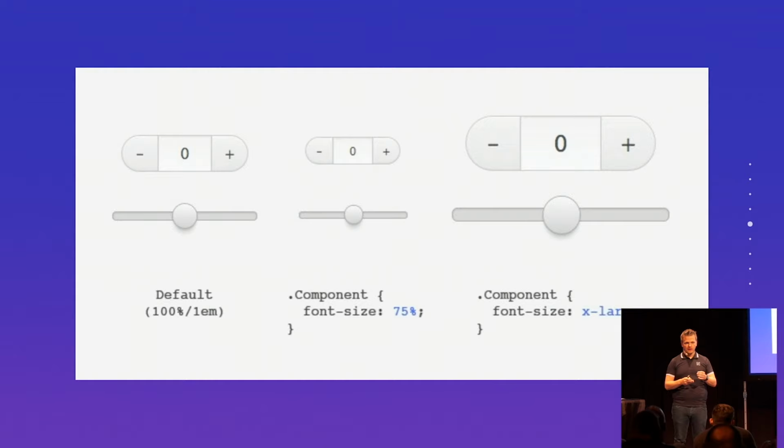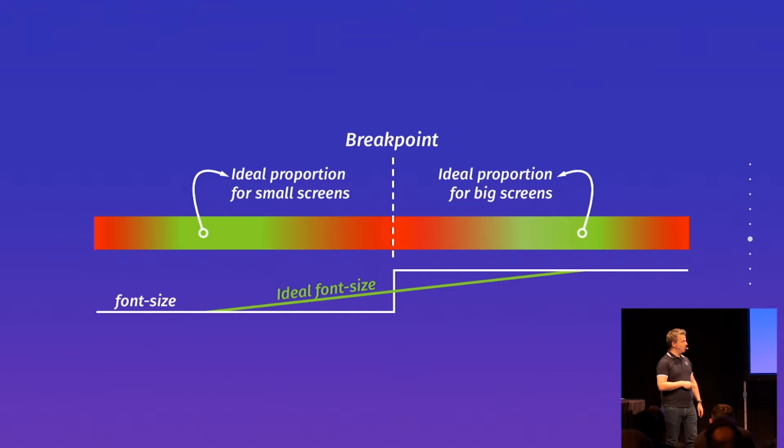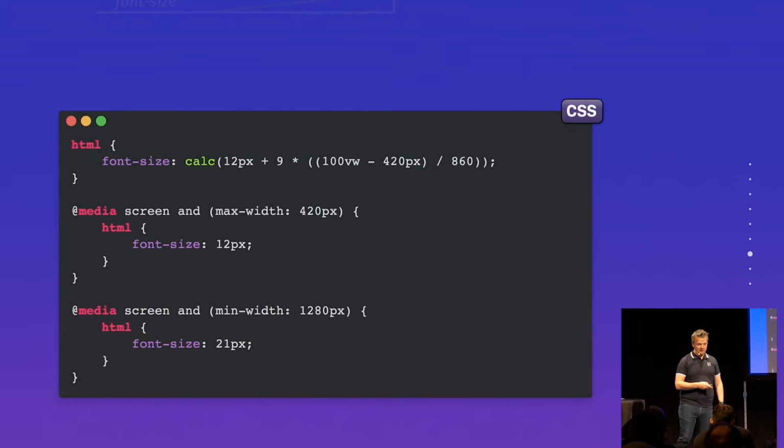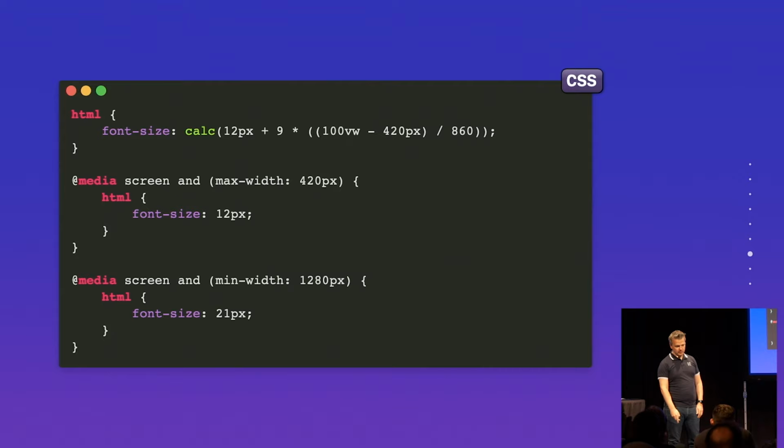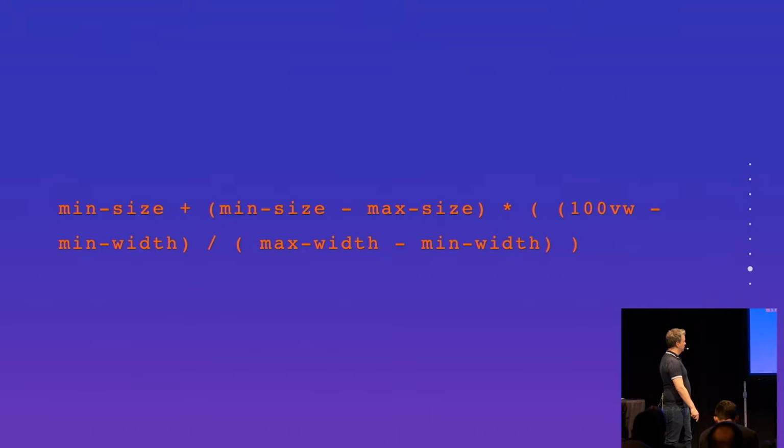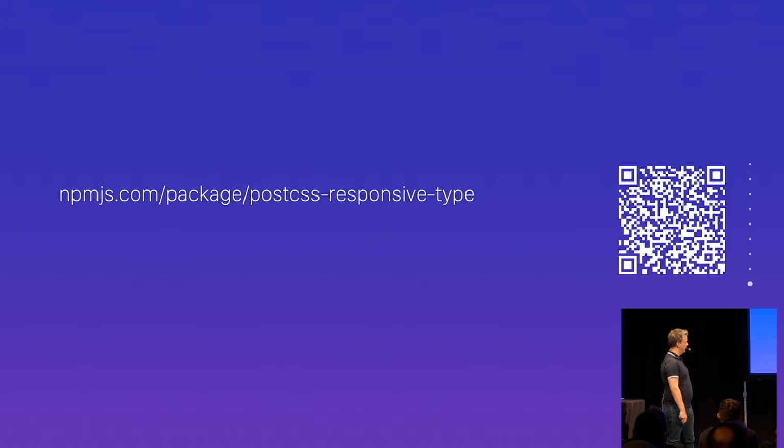I hope you made it with AFX. Oh, I have to hurry up. So that it looks cool. Okay, here is about breakpoints and the ideal font size. I'll just show it to you. You can make this fluid, responsive font size. You have to write this kind of stuff, and this is the calculation for that. And I just jump over it. Or you can install the PostCSS responsive type plugin. This also works with line heights and all the stuff.